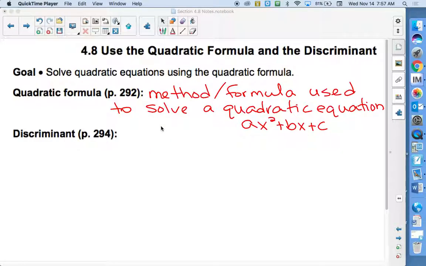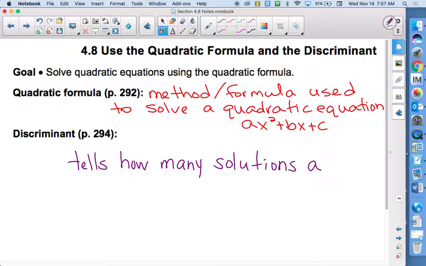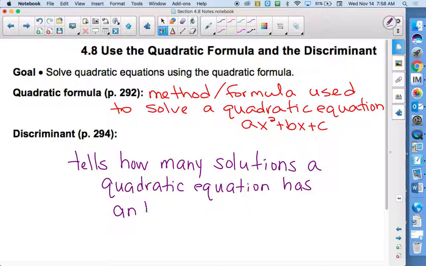to have in our tool belt. The other term underneath here is the discriminant. The discriminant tells us how many solutions a function should have, or a quadratic equation should have. And also if they're real or imaginary.